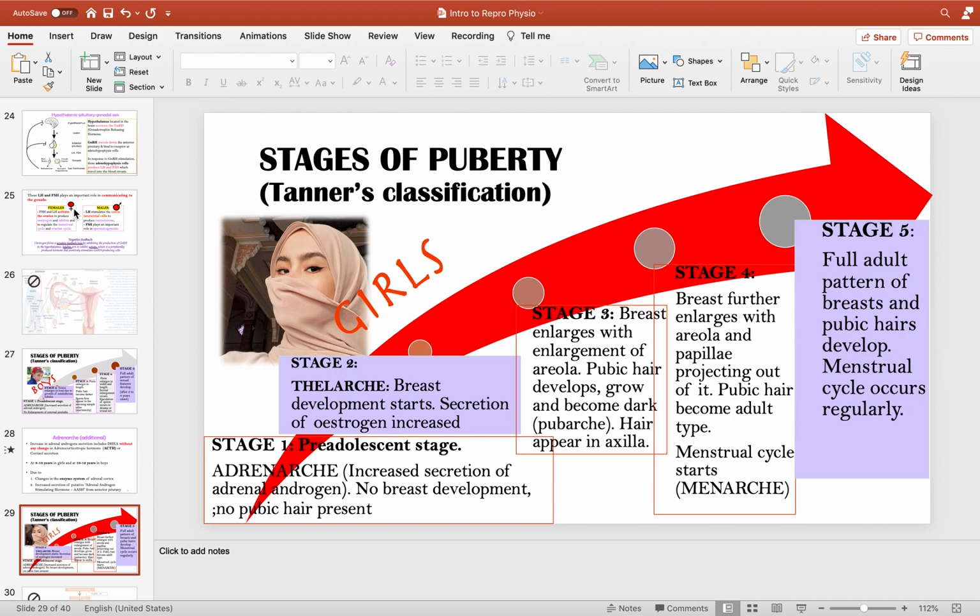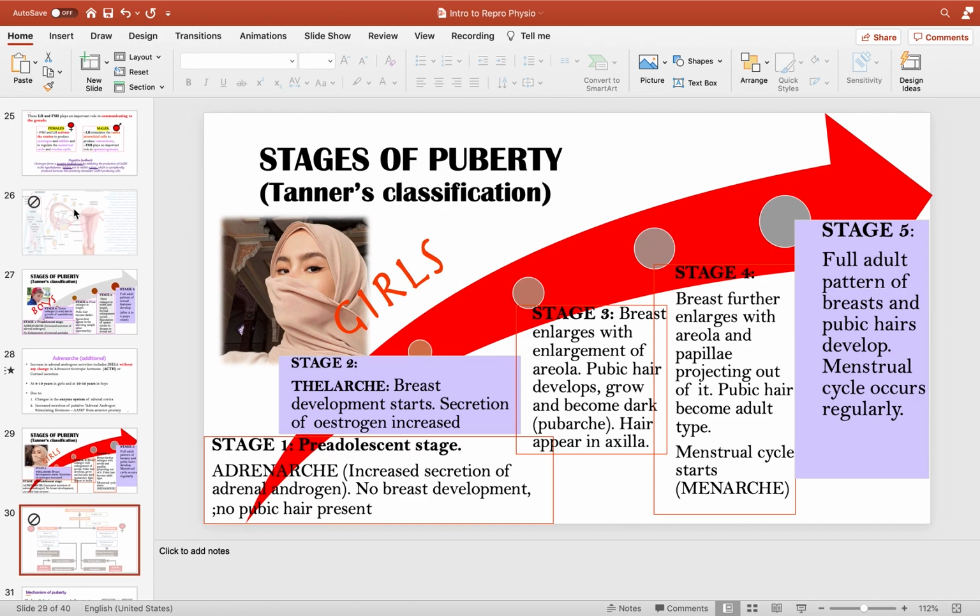And stage 3, the breast enlarges with enlargement of the areola, and pubic hair develops, grows and becomes dark. Hair appears in the axilla. And stage 4, the breast is further enlarged with the areola and papilla projecting out of it. Pubic hair becomes adult type and the menstrual cycle starts. Stage 5, full adult pattern of breast and pubic hair develops. The menstrual cycle occurs regularly.